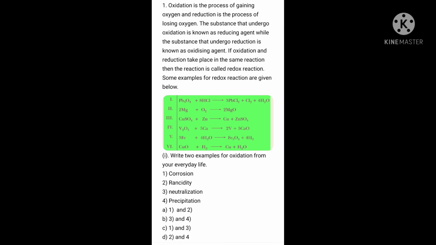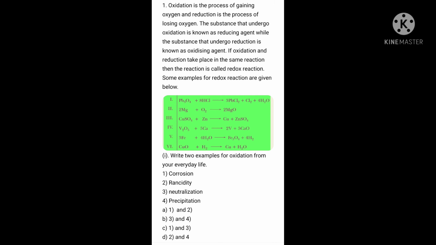Oxidation is the process of gaining oxygen and reduction is the process of losing oxygen. The substance that undergoes oxidation is known as reducing agent, while the substance that undergoes reduction is known as oxidizing agent. If oxidation and reduction take place in the same reaction, then the reaction is called redox reaction. Some examples for redox reaction are given below.